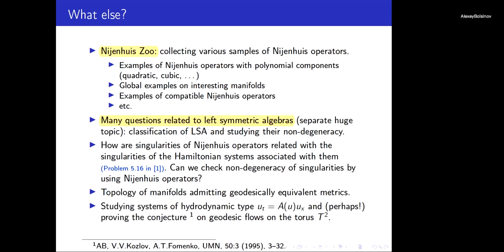These are the singularities I'm talking about for bi-Hamiltonian systems. They have to be related to the singularities of the corresponding recursion operators, but it is not yet clear how they are related to each other.